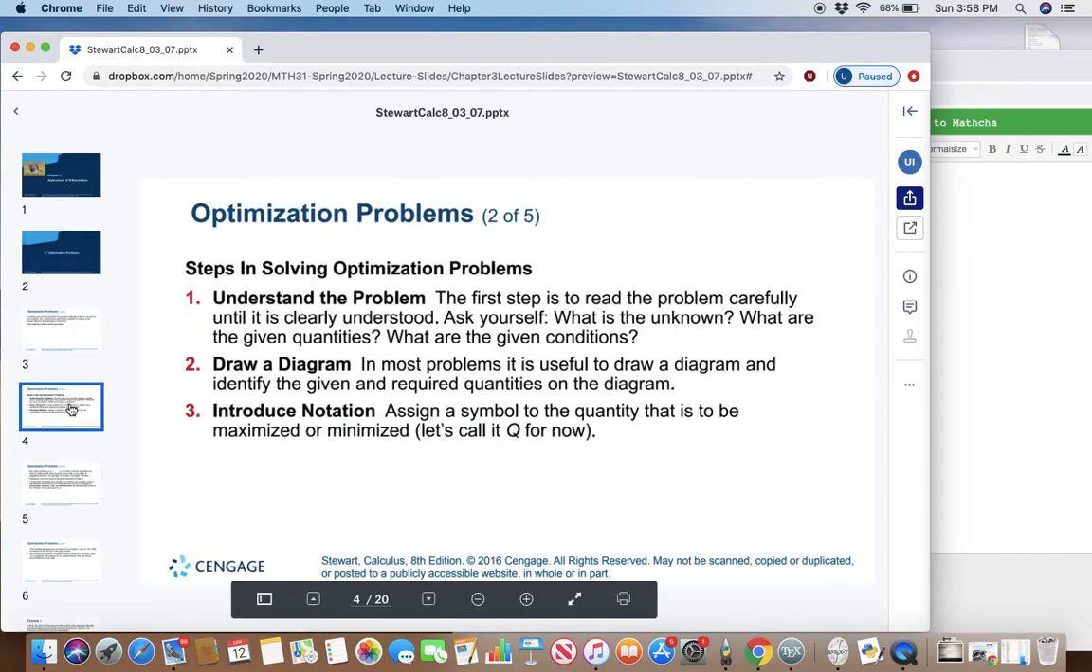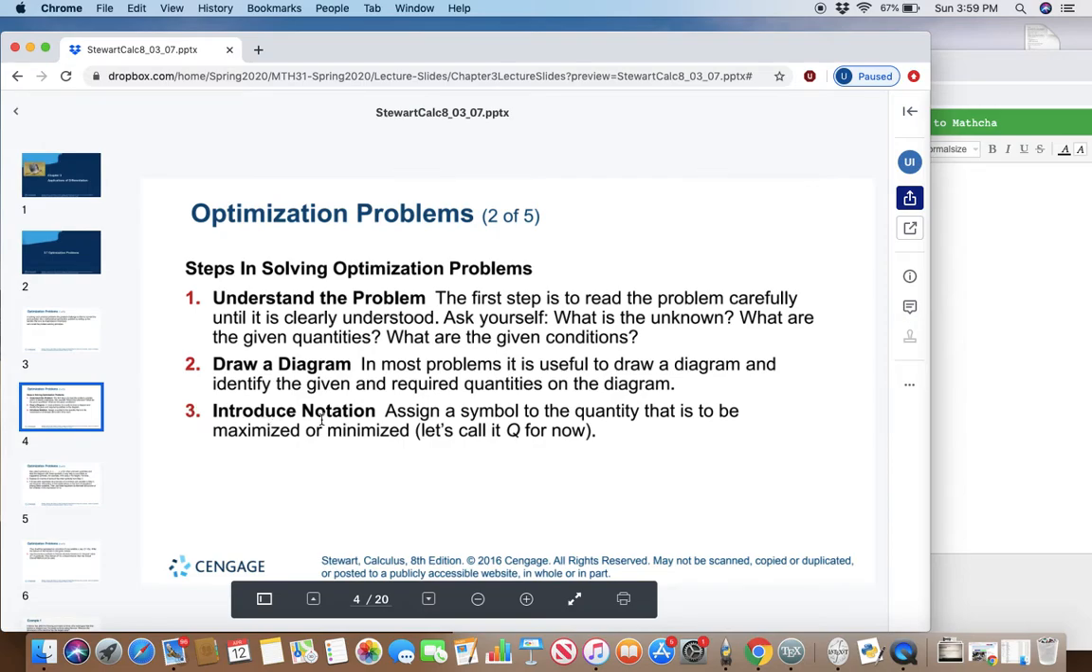What are they? First, understand the problem. The first step is to read the problem carefully until it is clearly understood. Ask yourself, what is the unknown? What are the given quantities? What are the given conditions? Second, draw a diagram. There is no harm in drawing diagrams, even when the question does not ask for it. Draw diagrams for your own sake. In most problems, it is useful to draw a diagram and identify the given and required quantities on the diagram.